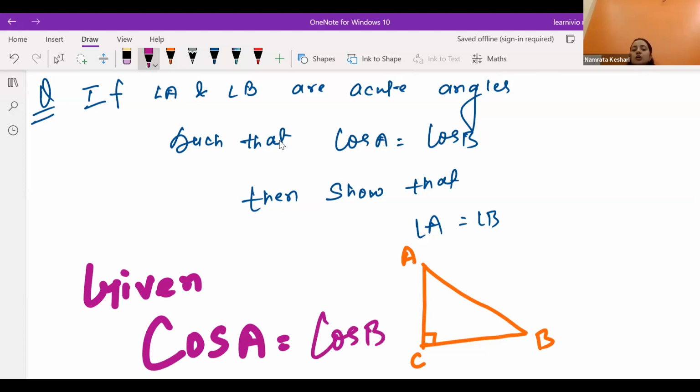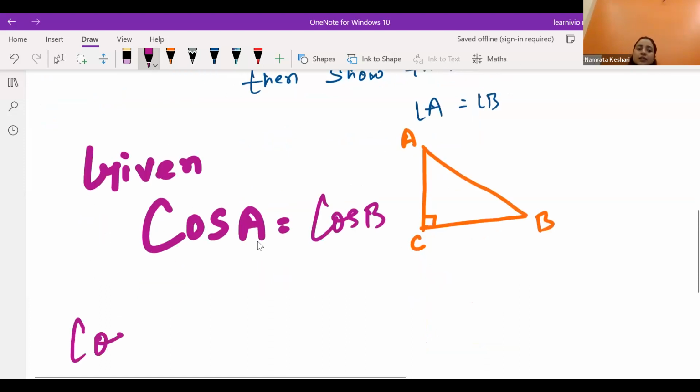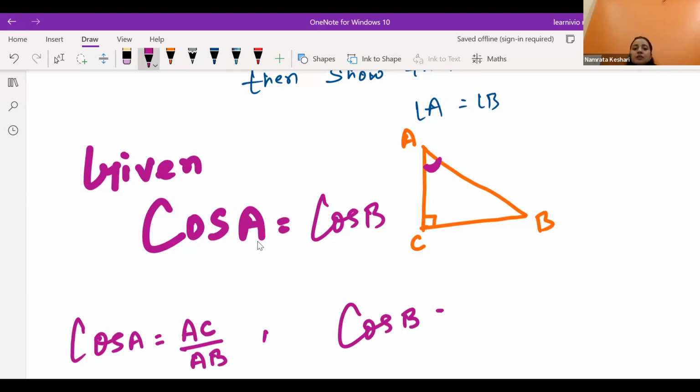That means let's write the ratio. What is cos A? Focus on angle A. The formula of the trigonometric ratio for cos A is adjacent over hypotenuse. With reference to angle A, AC is adjacent and AB is hypotenuse. If we have to find cos B, that means now with reference to angle B, which one is adjacent and which one is hypotenuse? BC with reference to B. BC by AB? Yes, BC by AB.